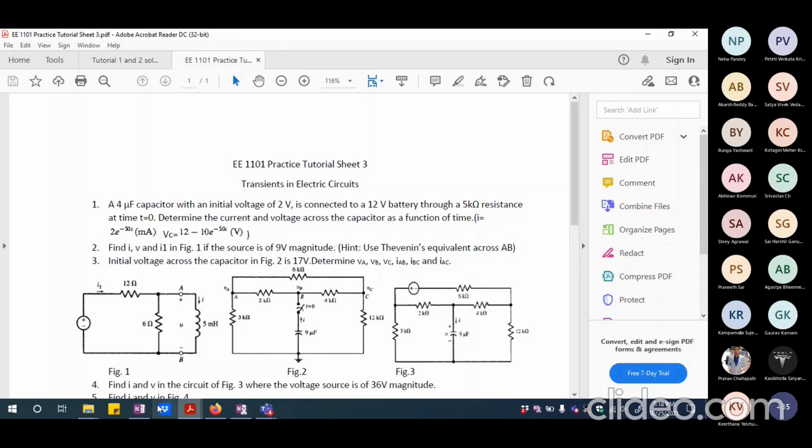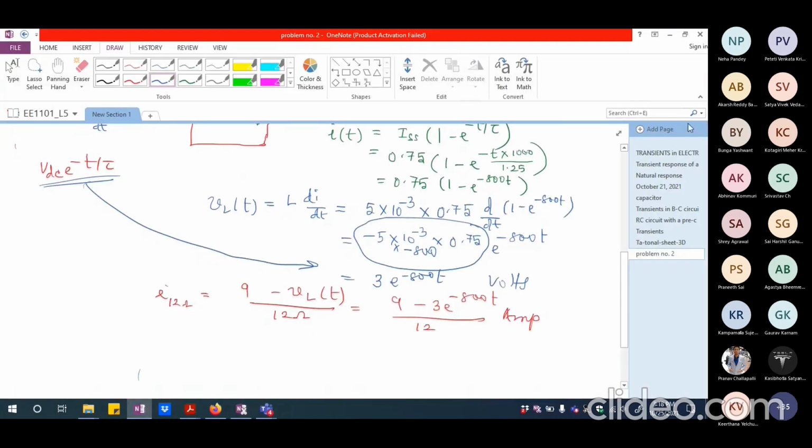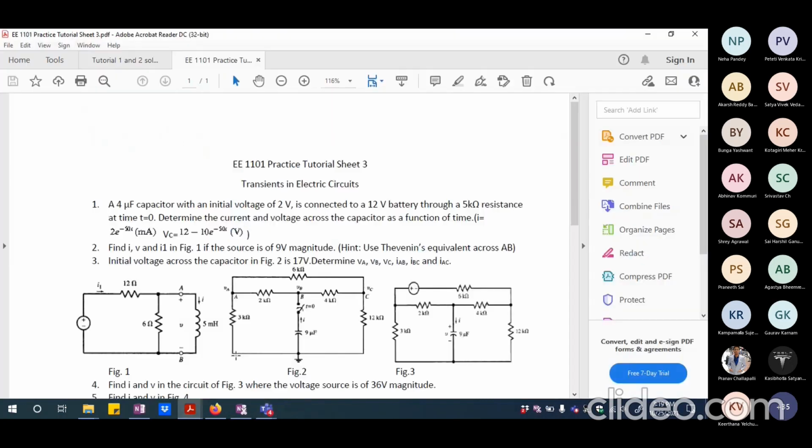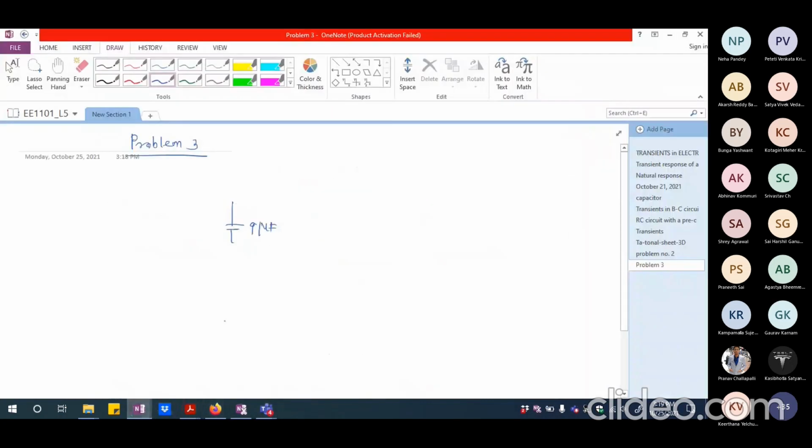So let me first of all draw the circuit and see how we can proceed. There is no other DC source connected, only this 9 microfarad capacitor, and it has an initial voltage of how much? What was given in the problem? 17 volts. So VC of 0 is 17 volts. I'm assuming plus here and minus here.